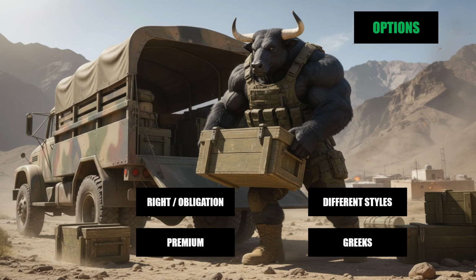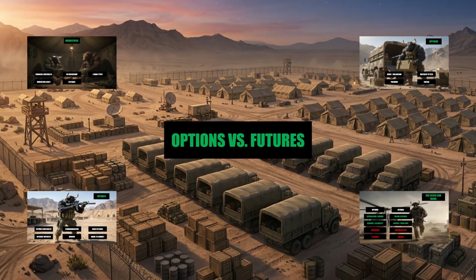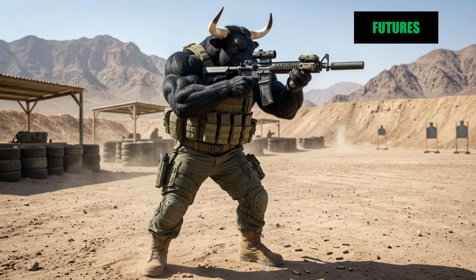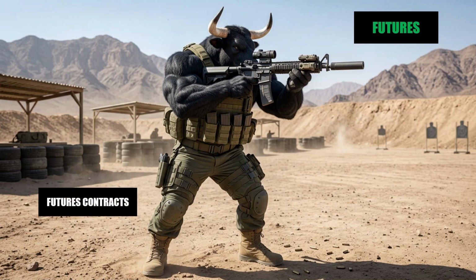Now that you have a basic understanding of what options are, let's move to futures, which operate on a completely different principle and carry dramatically different risks. A futures contract is a legally binding, standardized agreement between a buyer and a seller to buy or sell a specific quantity of the underlying asset at a predetermined price on a specific date in the future. Unlike options, there is no right involved. Both parties have a strict obligation to fulfill the contract when the delivery date arrives, unless they close their position earlier.